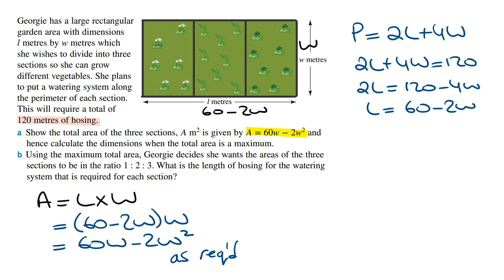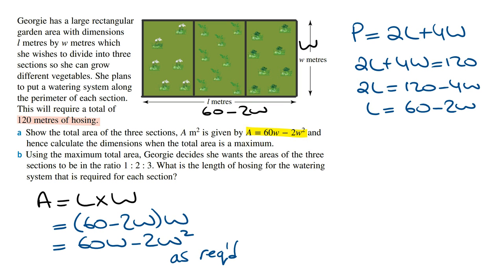The second part of this question is asking us to work out the dimensions when the area is a maximum. Given that the rule of the area is a negative parabola, to find the maximum area we need to work out where the maximum turning point is. And here's where you can approach this question in different ways.